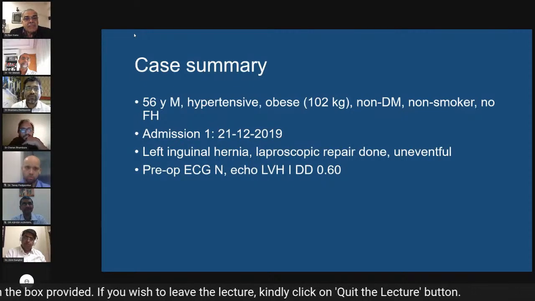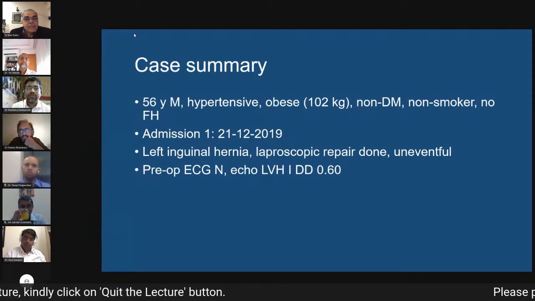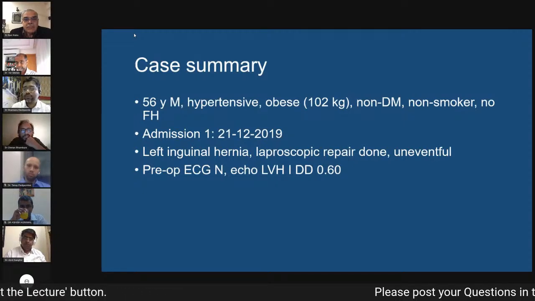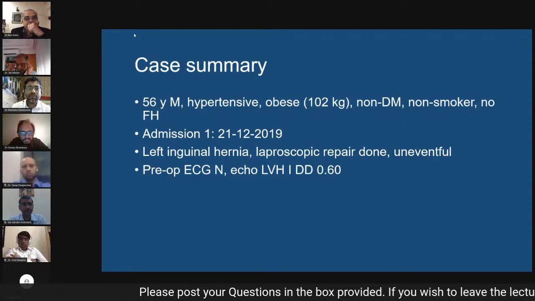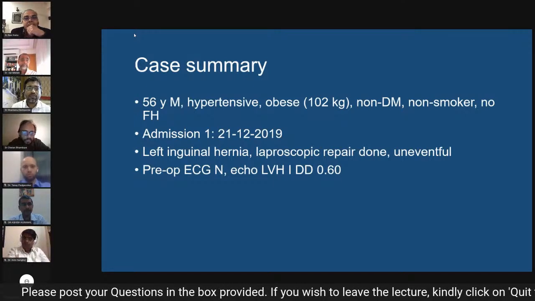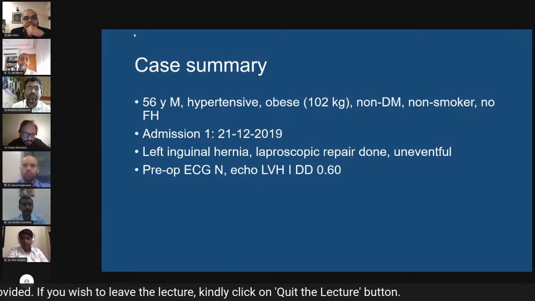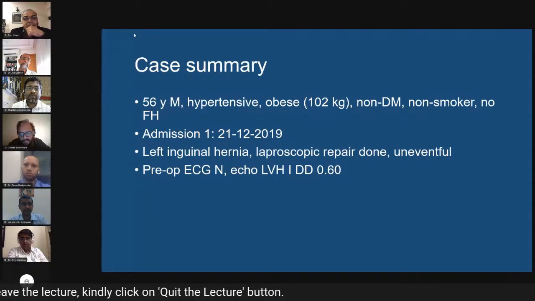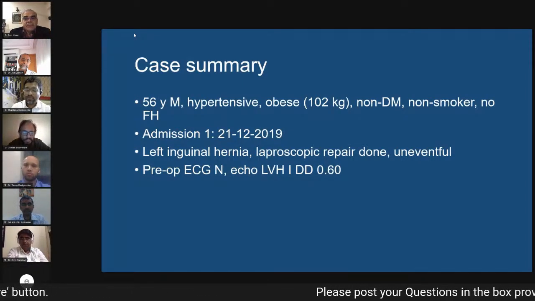This is a 56-year-old male, hypertensive, obese, 102 kgs, non-diabetic, non-smoker, no family history. He was first admitted to our hospital on 21st of December 2019 with a left inguinal hernia. His pre-op investigations were all normal. ECG was normal, echo was normal. He underwent an uneventful laparoscopic repair and was discharged the next day.